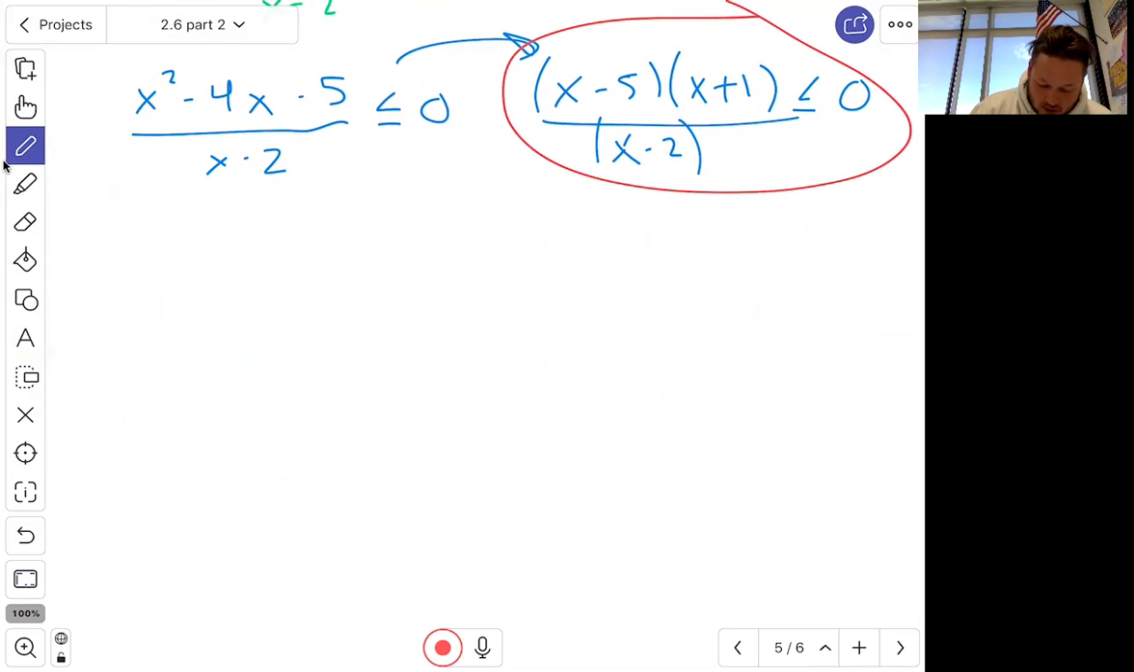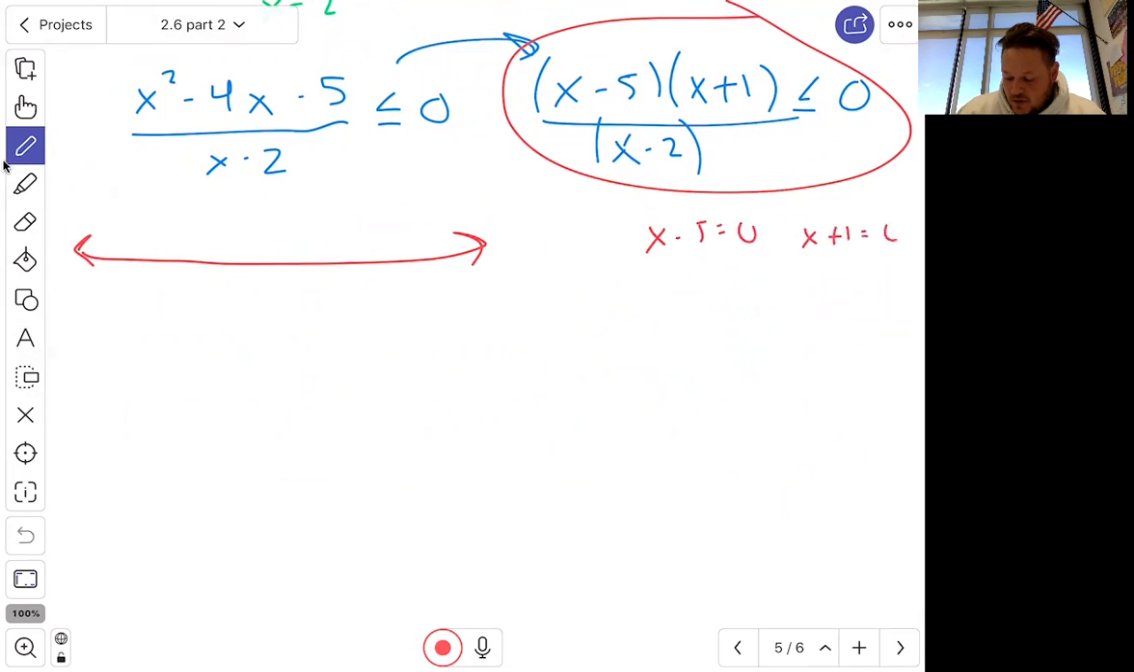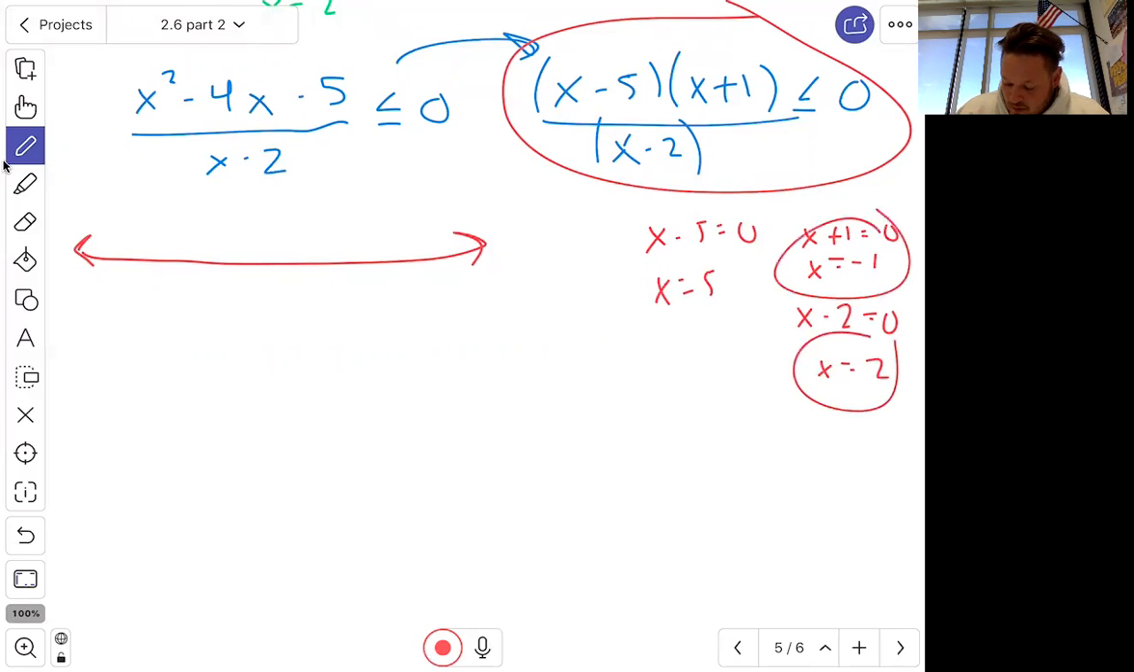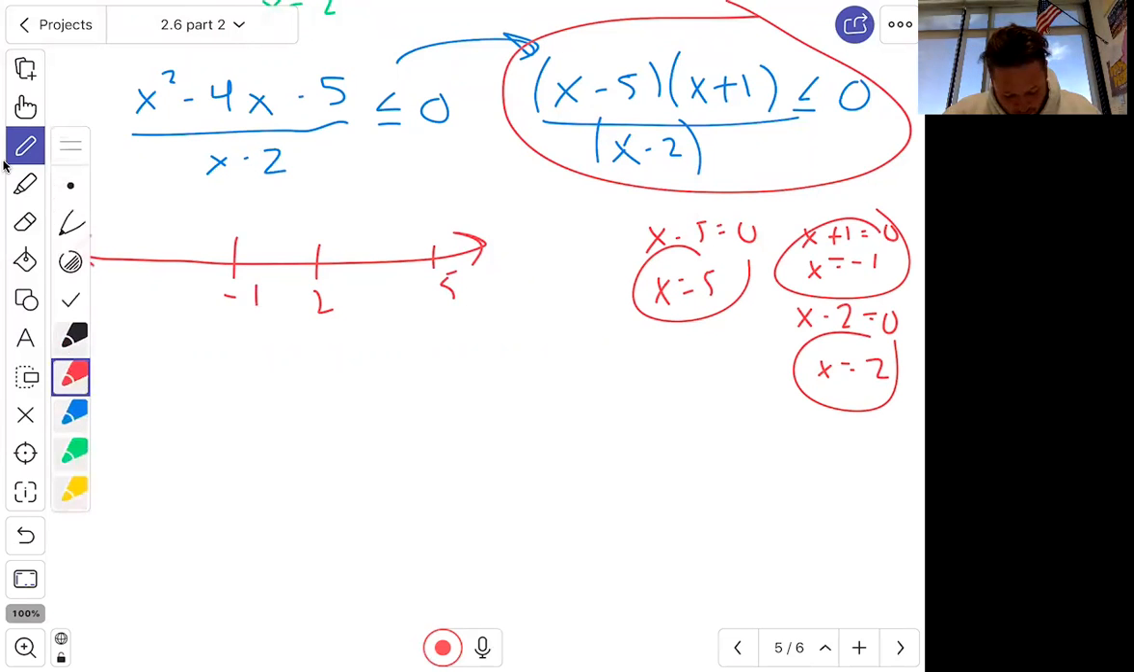So we're going to make a quick sign chart here. And remember, for your sign chart, both zeros and discontinuities are graphed on this. So if I figure out my zeros here from the top, I have x minus 5 equals 0, x plus 1 equals 0. For my discontinuity, x minus 2 equals 0. I'm using zero product property for all of this. So x equals 5, x equals negative 1, x equals 2. Those three things are going to go on my sign chart. And now I need to just test points under each portion of my sign chart.